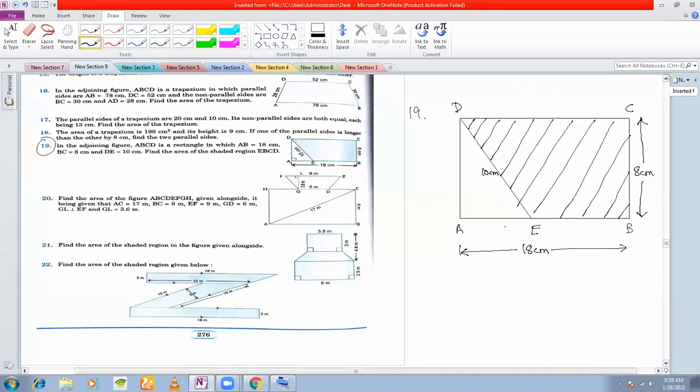So how to find out the shaded area? See, there are two ways of finding out. First, you can take the area of this entire rectangle ABCD. You can find out the area of this rectangle. Length and breadth are given to you. You can subtract the area of this red triangle here, and you can find out the area of the shaded region.